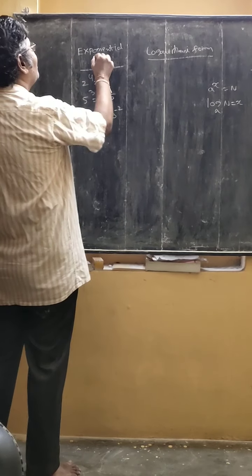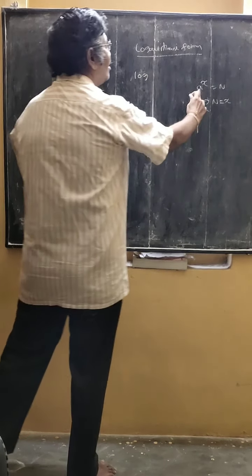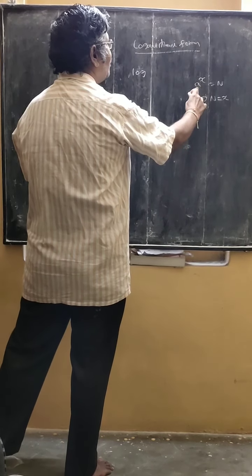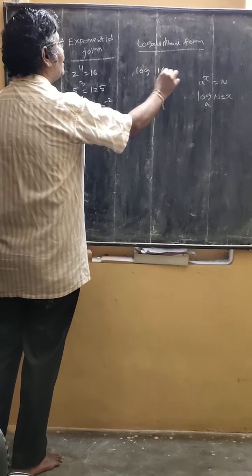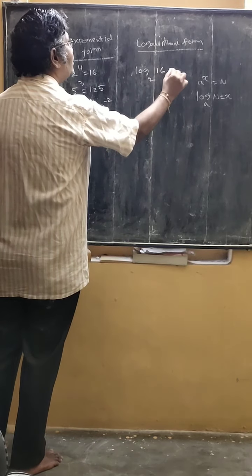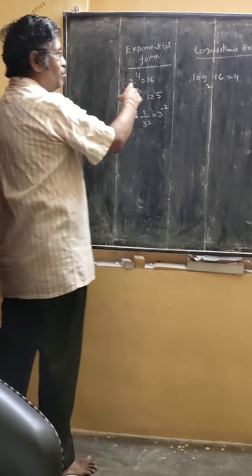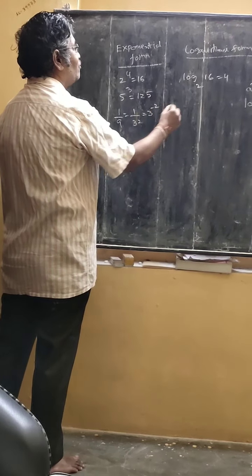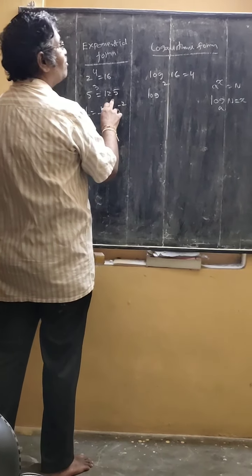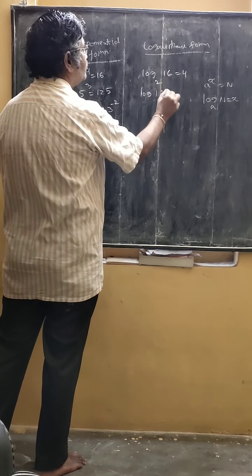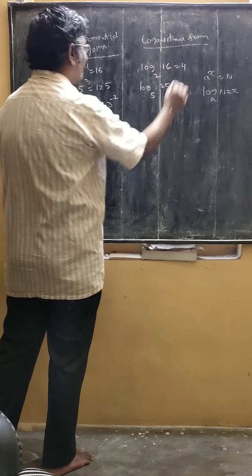How can you write this from the exponential form to logarithmic form? Log n to the base a. Here the base is a, so that will come as the base. Log 16 to the base 2 is equal to 4. And this one, log 125 to the base 5 is 3.